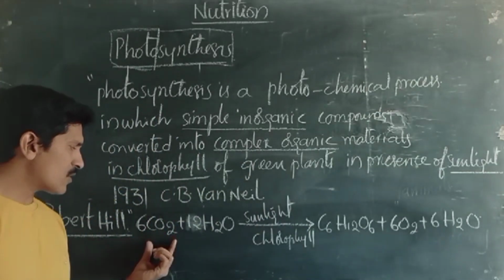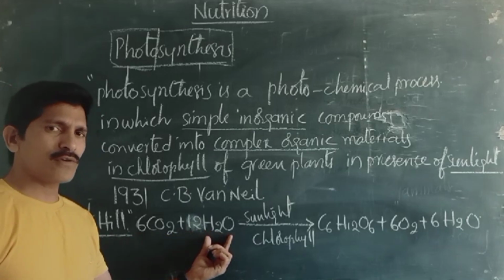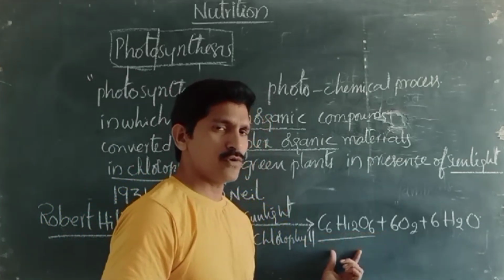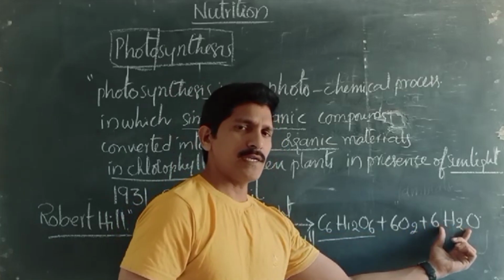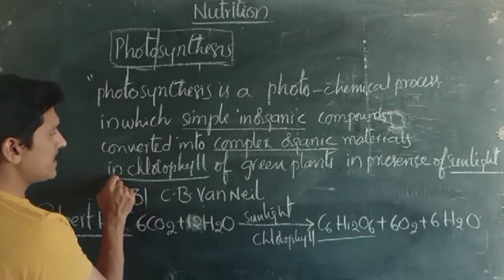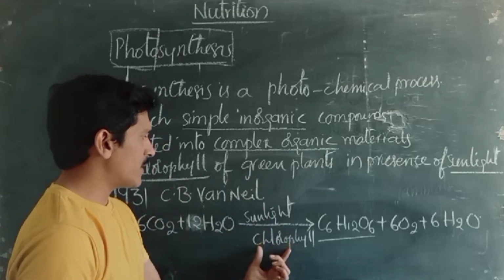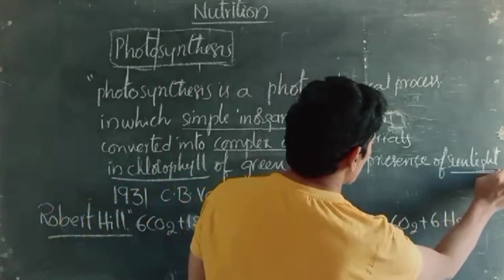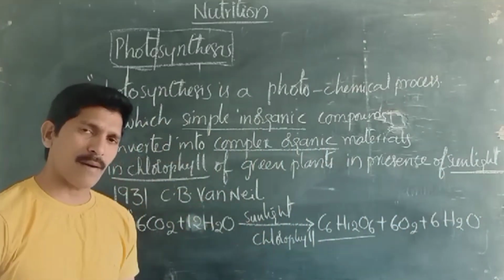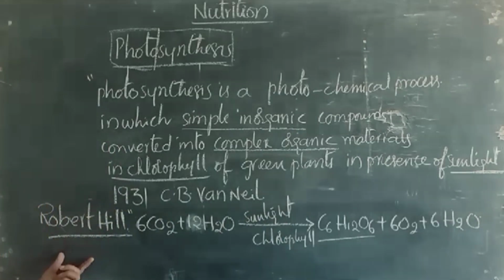That's nothing but 6 carbon dioxide molecules plus 12 water molecules combine and form glucose, oxygen, and water. They perform the entire process, as we have already written, in chlorophyll of green plants. It comes under internal factors, so we have written here in presence of sunlight. So sunlight is the source of conversion of inorganic compounds into organic compounds. This is the equation given by Mr. Robert Hill.